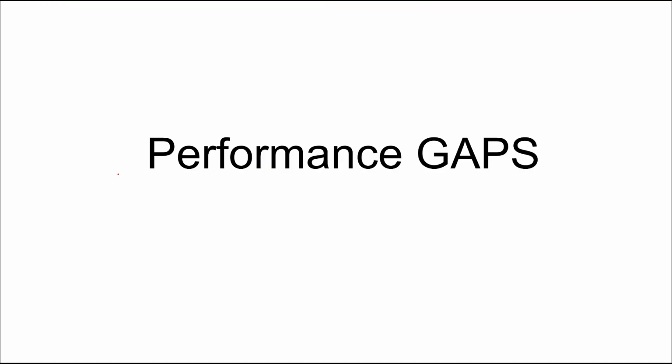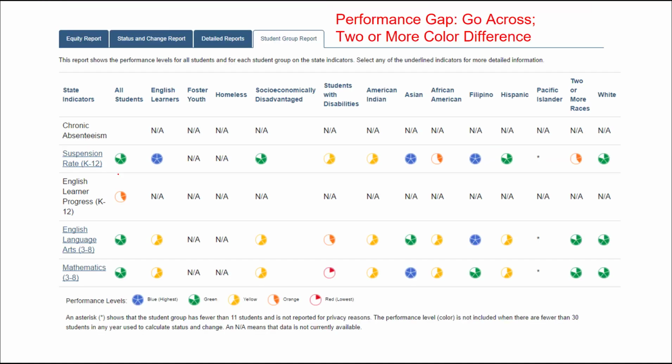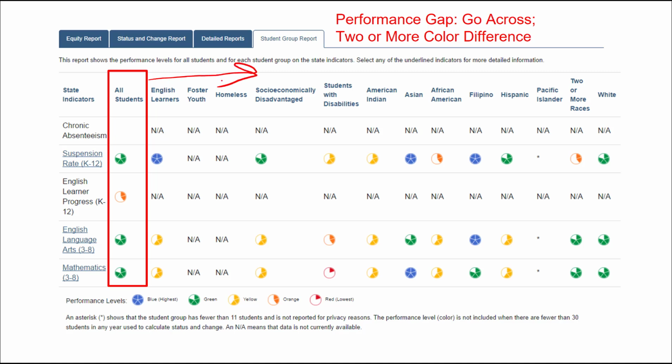Now what we're going to do is take a look at performance gaps. And a performance gap is this. You first look at all students, and then you're going to take a look across these subgroups. And if there's anywhere where there's two color points below the all students, that's considered a performance gap.